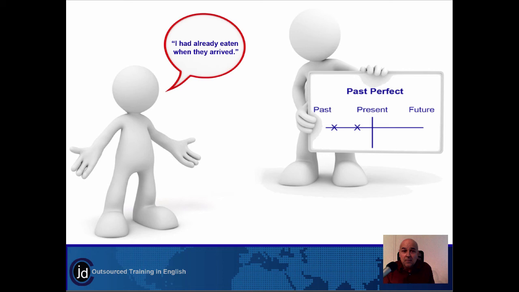Now they missed dinner. Future perfect, I will already have eaten when they arrive. So they're going to miss it completely.